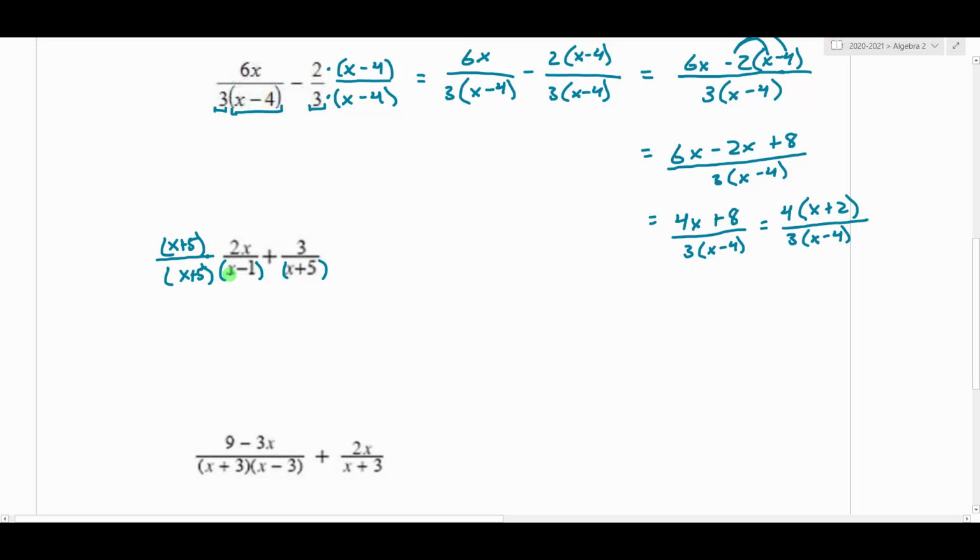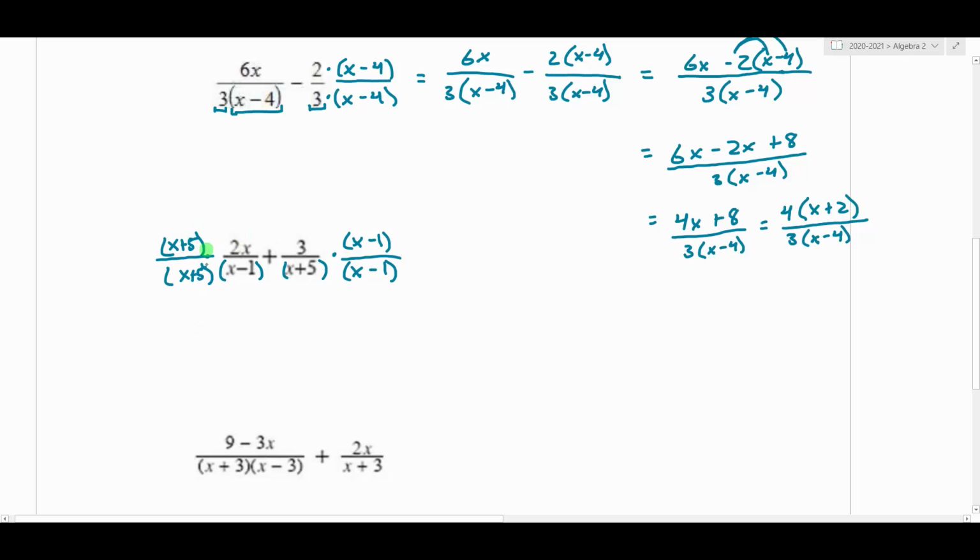So I'm just multiplying top and bottom. Now, this one has an x plus 5, but it's missing the x minus 1. So I'm going to multiply top and bottom over here by x minus 1. All right, so you kind of see what my strategy was there. I just multiplied those two bottoms to figure out what my new denominator is going to be. So we'll come down here and let's actually write this out with the multiplication.